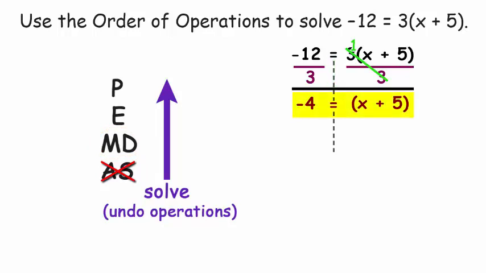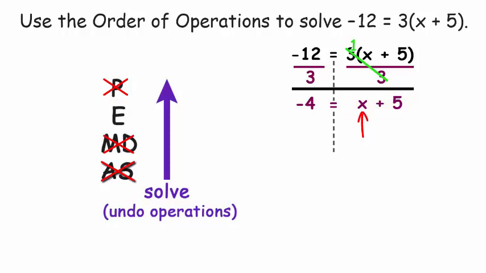So now we have a new equation to solve. -4 equals the quantity x plus 5. We're still trying to isolate x on the right side of the equation by undoing the operations on x. Since there are no other operations outside of the parentheses, it's time to open the suitcase and look inside. So we remove the parentheses to get x plus 5.